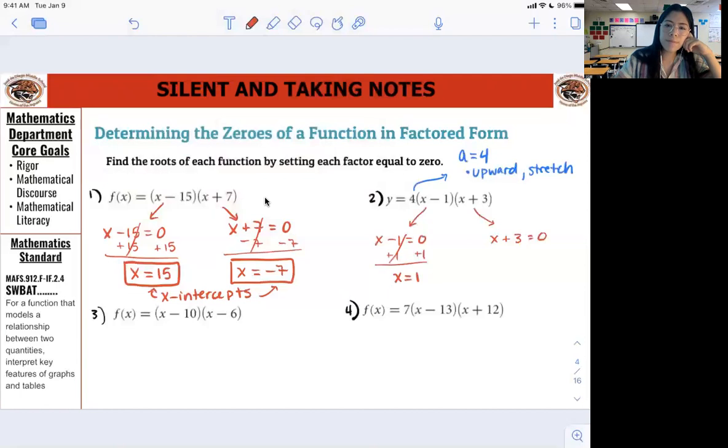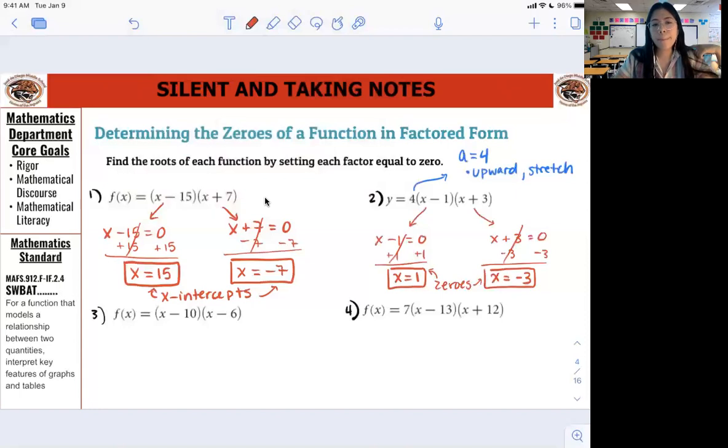X equals -3, because I got to subtract 3 on both sides. And those are my x-intercepts. Remember, we can also call them zeros. So these are my zeros. So it's really not too bad, right? Not too bad at all.